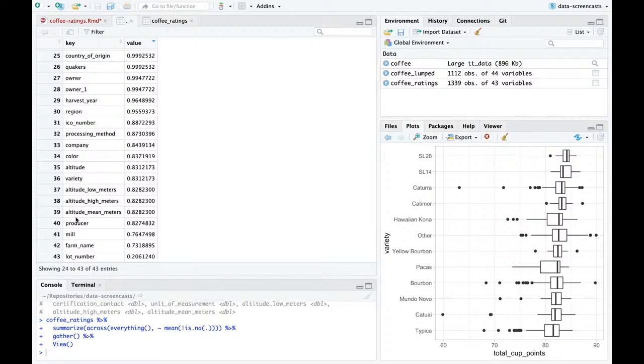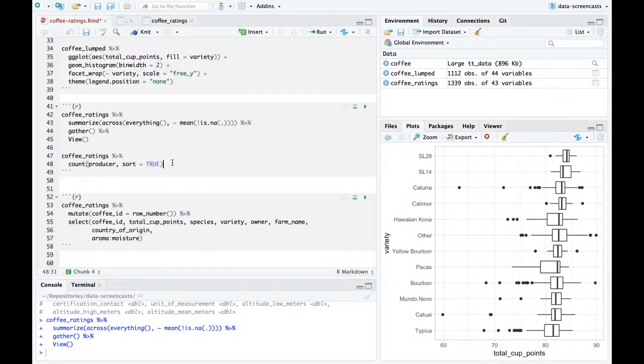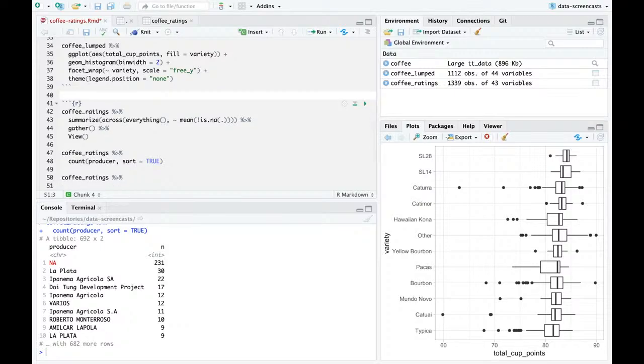And yes, like lot number, we usually don't have data. Farm name, mill, producer, we often don't have data. Altitude, we're definitely going to do something with the altitude, but it's worth noting we have data on 82%. Okay, this is not a very high missingness data set. It might be a high sparsity data set. There might be a lot of messy data in here, but there's not a ton of missingness. So yes, there are 231 missing producers, and that is the most common, but there's also a wide range of actual producers.